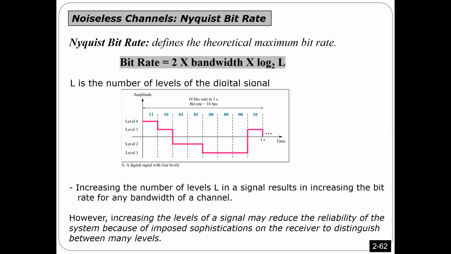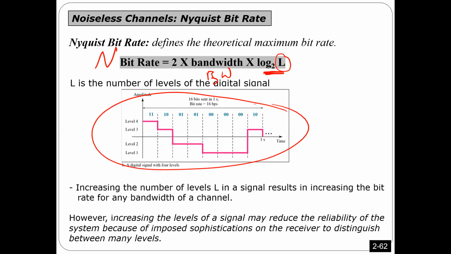So Nyquist, this is the formula we have here. The bit rate, which is N, is equal to 2 times the bandwidth times log base 2 of L. L is the level, how many levels you have. So here, for example, how many levels do we have? 1, 2, 3, 4. Four levels, okay?